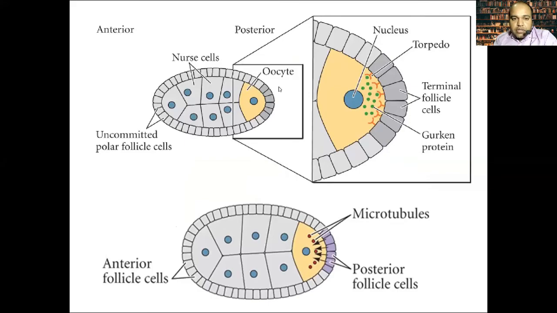Just a quick revision: during the embryonic developmental stages there are nurse cells, there is the oocyte, and in the oocyte there is the prominent nucleus, which forms the gurken mRNA. Gurken mRNA gets converted into gurken protein. Gurken protein binds to specific receptors called torpedo. Torpedo receptors are the ones which cause the terminal follicular cells to differentiate.